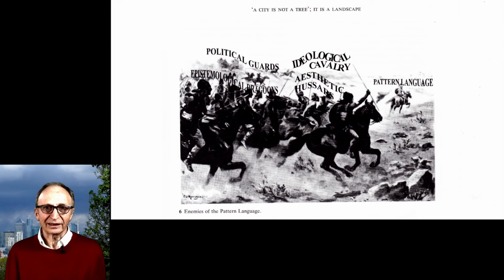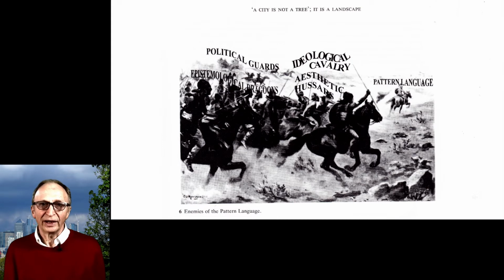Second, the political enemies. Some of the patterns are in opposition to capitalism, consumerism, and individualism. They imply a reorganization of society along socialist lines, with controls on the property market and compulsory acquisition of private land.